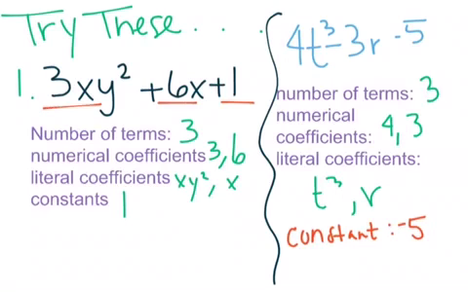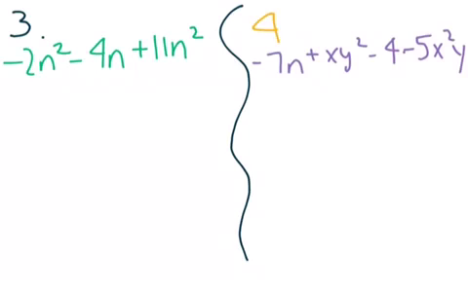Our constant is 1. Over here, our number of terms is going to be 1, 2, 3. Same thing. Numerical coefficients are going to be 4 and negative 3. So that negative applies to the 3. And our literal coefficients are t cubed and r, and our constant is going to be a negative 5. It's negative 5 because there's this little negative in front of it. Little hint there. Okay?